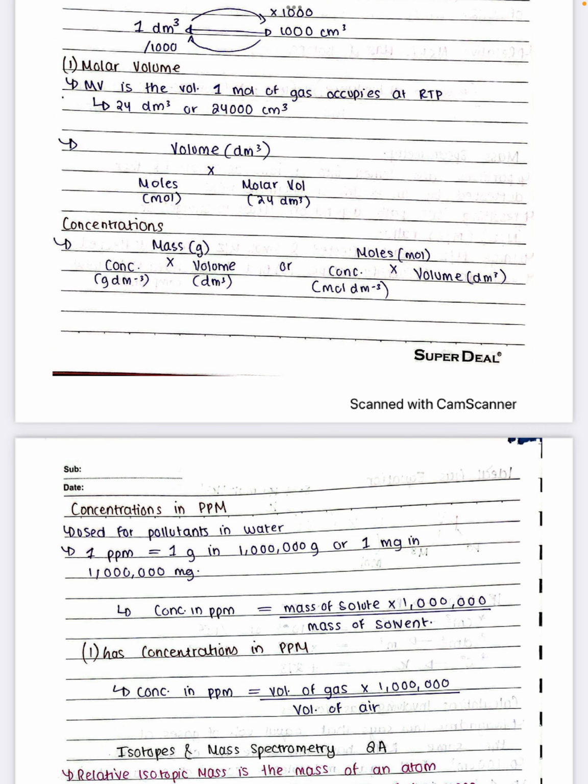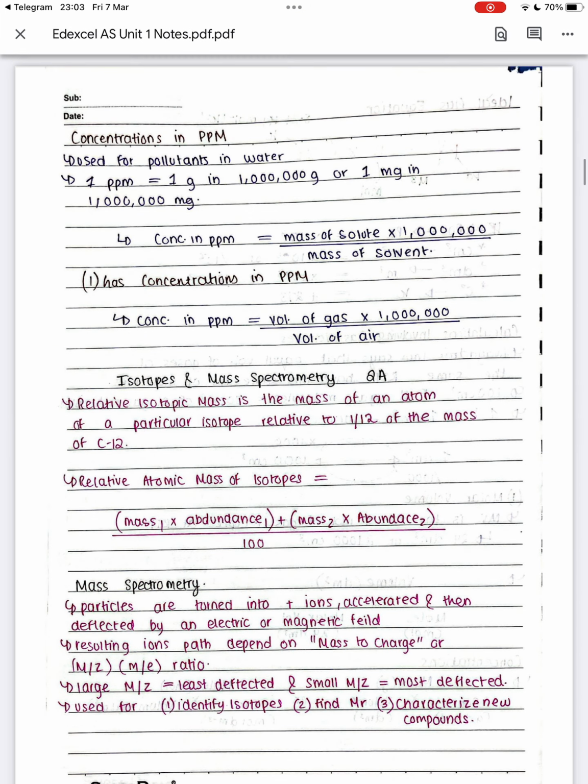Concentrations: mass = concentration times volume, moles = concentration times volume. Concentration in ppm is used for pollutants in water, as you see over here: 1 gram in 1 million grams, or 1 mg in 1 million mg. Concentration in ppm is equal to mass of solute times 1 million over mass of solvent. For gases, concentration in ppm is equal to volume of gas times 1 million over volume of air.